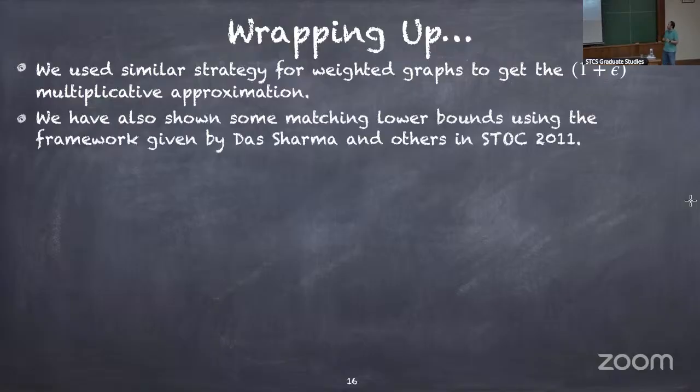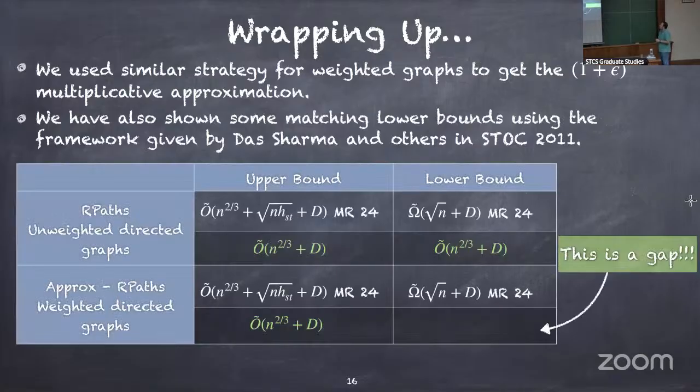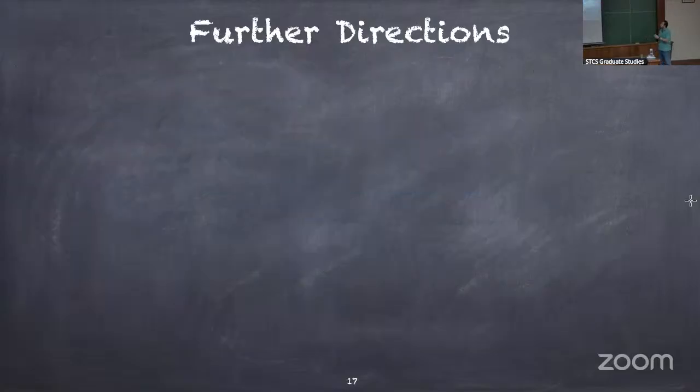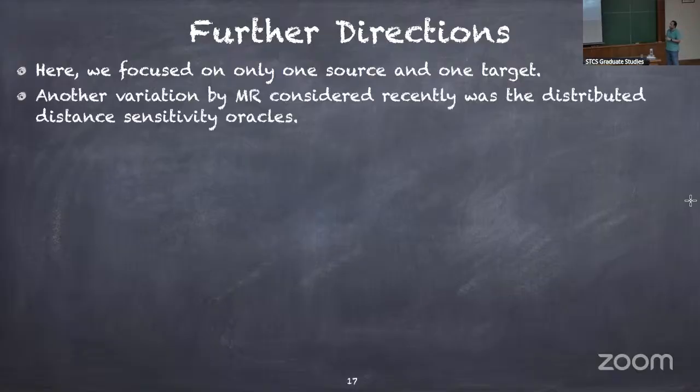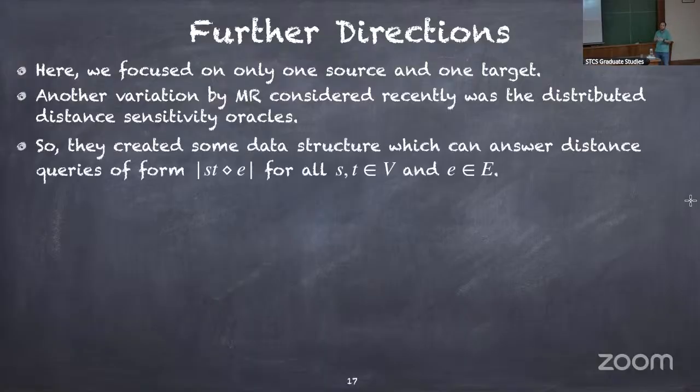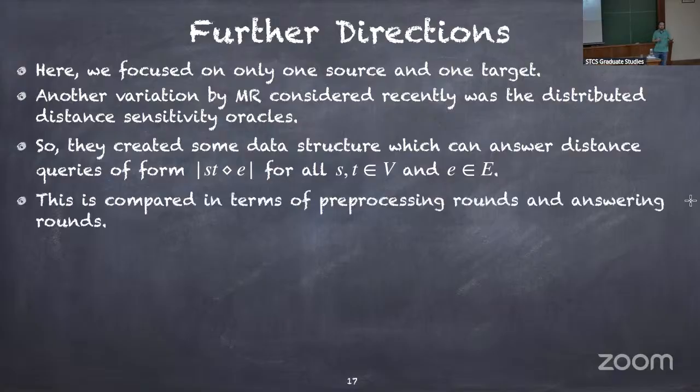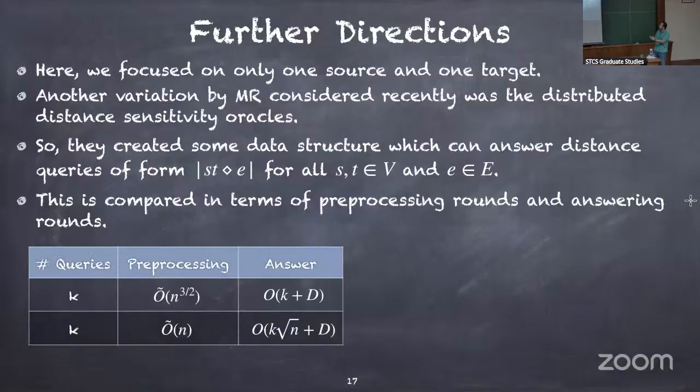We have also shown a matching lower bound using the framework given by Das Sarma et al. in STOC 2011, and so this is a gap. Let's discuss one further direction. We focused only on one source and target. Another variant, studied by Manoharan and Ramachandran, is the distance sensitivity oracle. They created an oracle which can answer, for any source, target and one edge, the length of the path from S to T avoiding E. This is compared in terms of how many rounds you take in preprocessing and answering. If you multiply preprocessing with the answering time, both of them take n to the power 3/2.